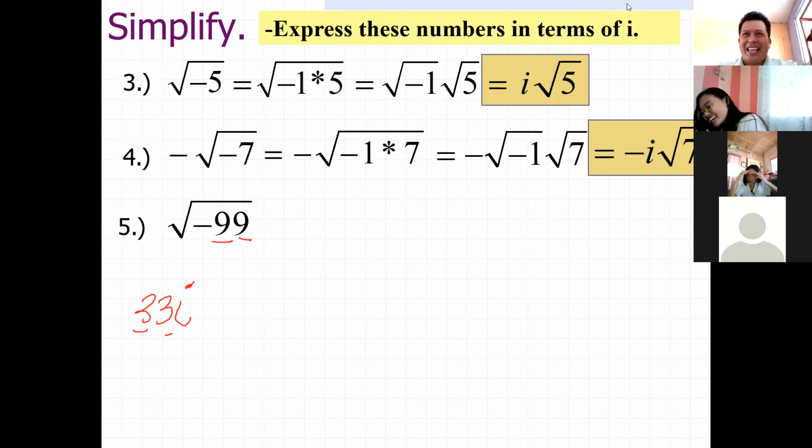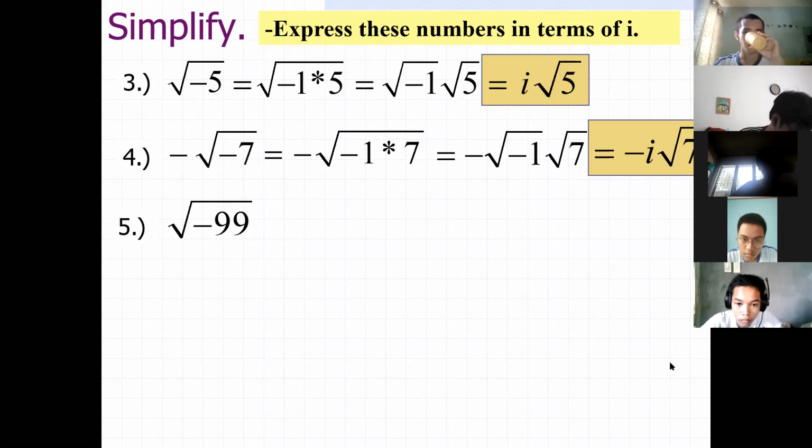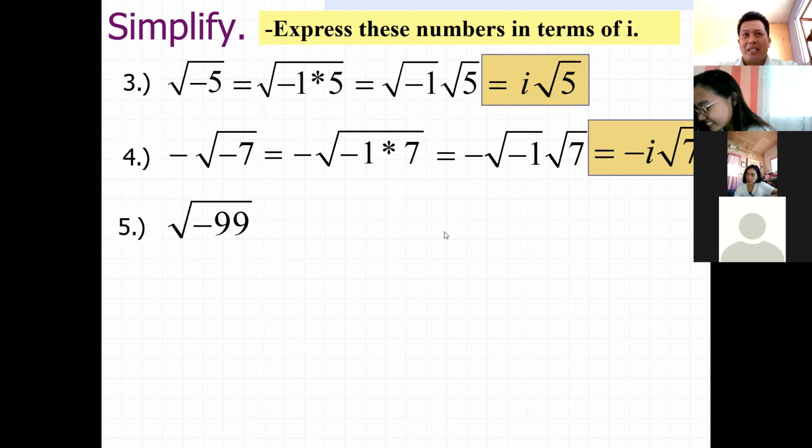Yes. Okay, sige, give me an answer then. 3i, sir. 3i, then times the square root of 11, sir. Very good. That is the correct answer. So please be careful, not only Catherine, but those who are in this frame. Though the lesson is quite easy, sometimes it still needs a proper solution for us to be guided on how to answer it correctly.